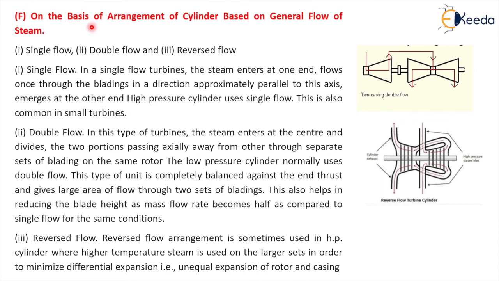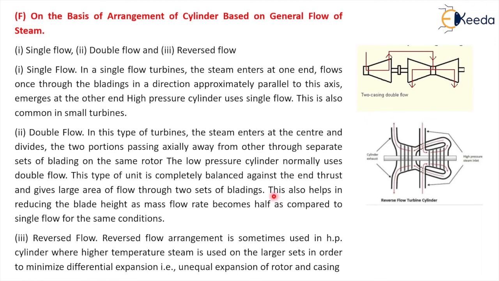Let's see on the basis of arrangement of cylinder based on general flow of steam. There is a single flow steam turbine. You see in this turbine, there is only single flow of steam. This one only is the single flow steam turbine. In the double flow steam turbine, steam will enter from the center and half of the steam will flow to the left side and half of the steam will flow to the right side. So there is a balance of the steam flow. This is a double flow turbine. This type of turbine is a balanced turbine.